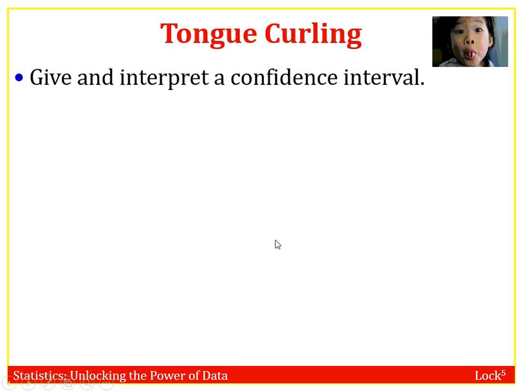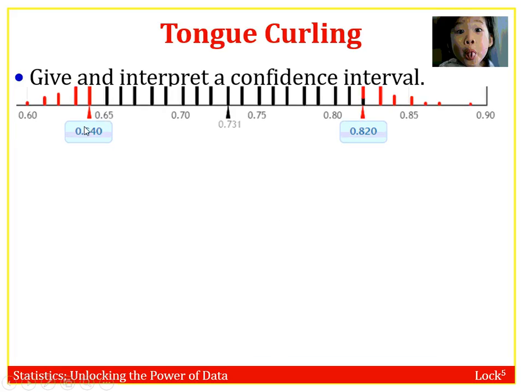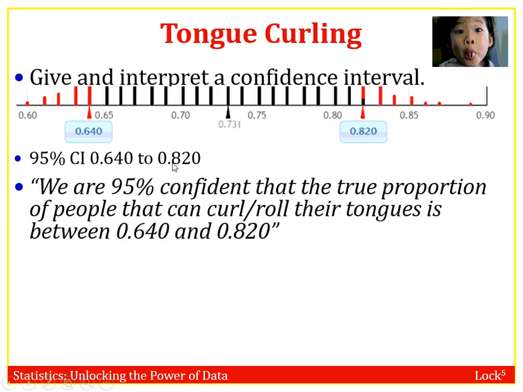Now, we want to give and interpret our confidence interval. We had this right here from the last slide. Our confidence interval is 0.640 to 0.823, or 0.820. So we would say we're 95% confident that the true proportion of people that can curl their tongues is between 0.64 and 0.82.